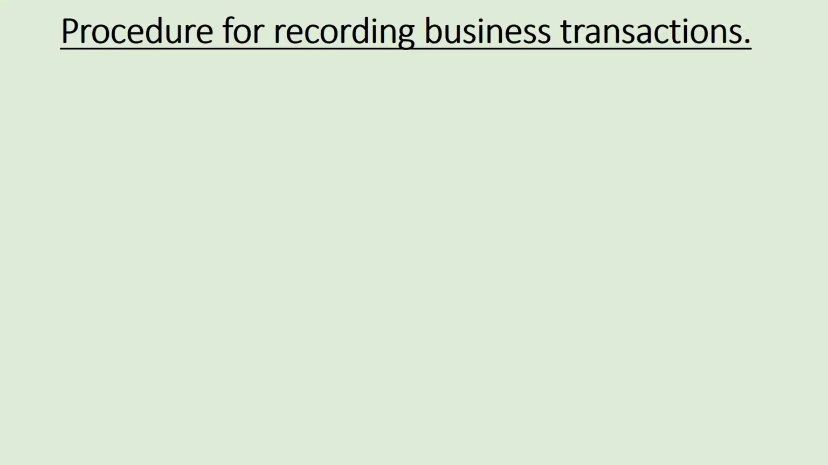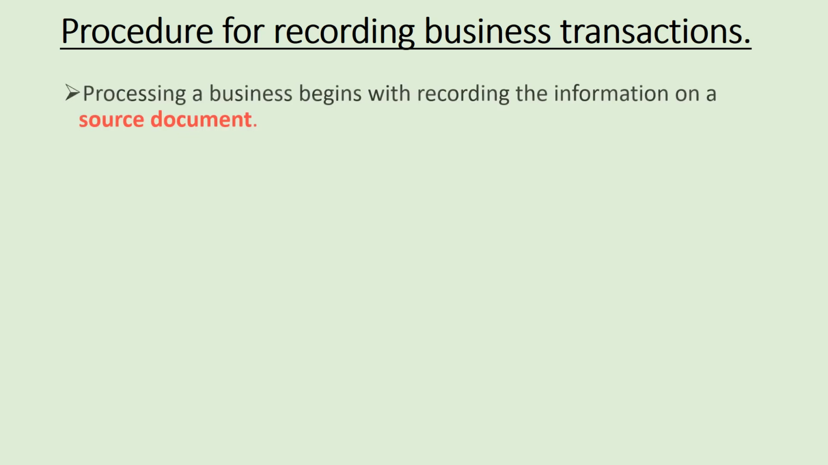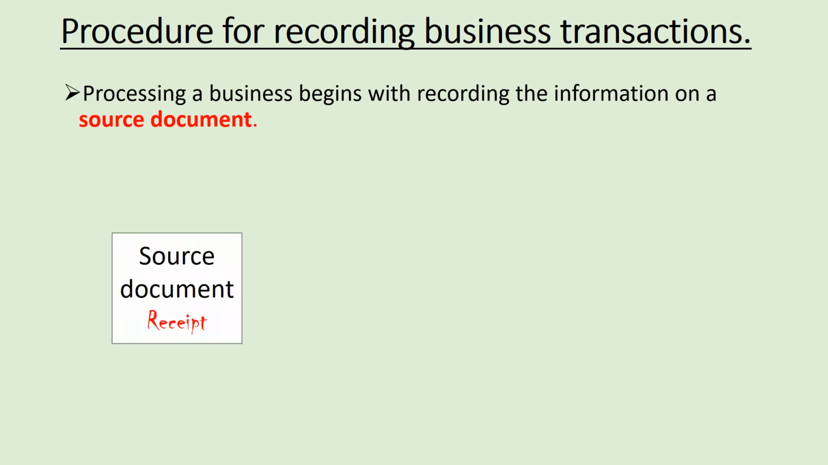So just to show you where we are. We are still studying procedures for recording business transactions. So we said processing a business begins with recording the information on a source document. Then I use this illustration to give you a visual idea of what this means. So whenever there's a business transaction, a source document is going to be generated. For example, if you buy something, it's a receipt.